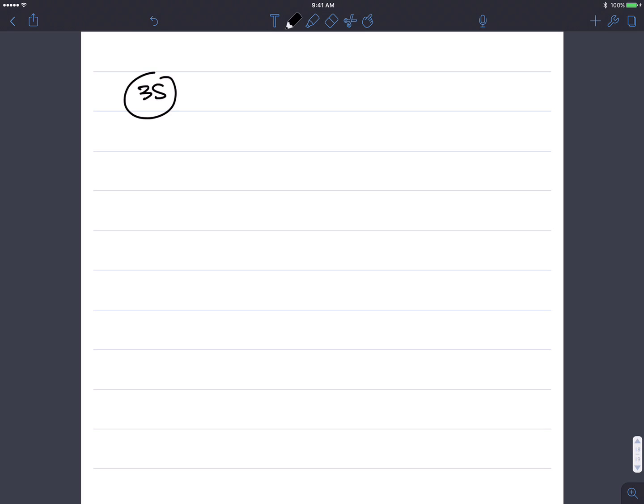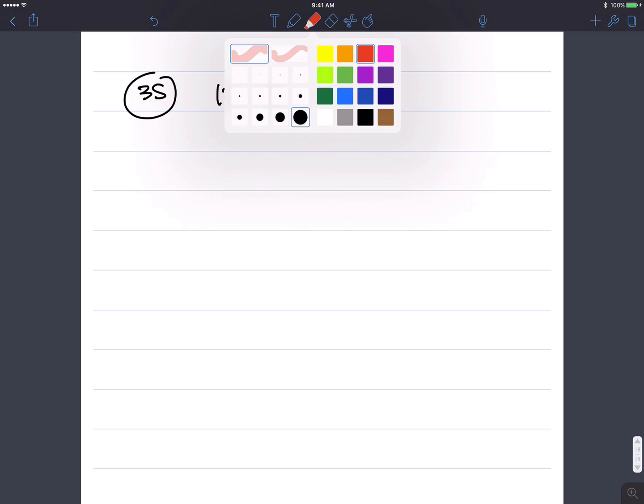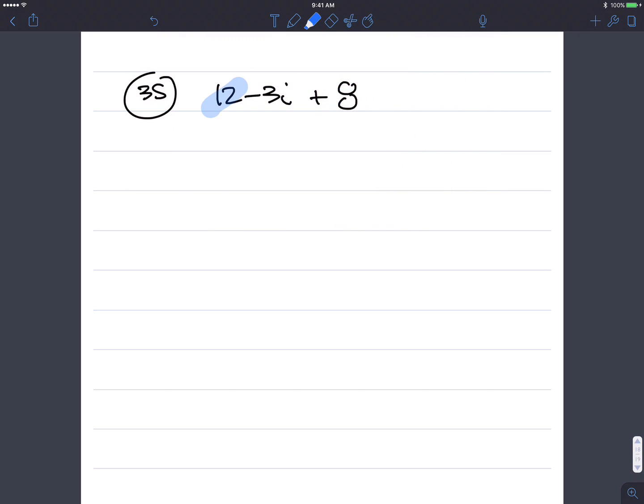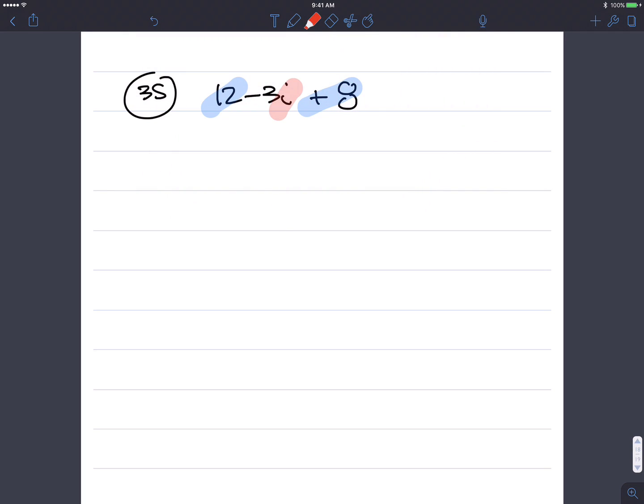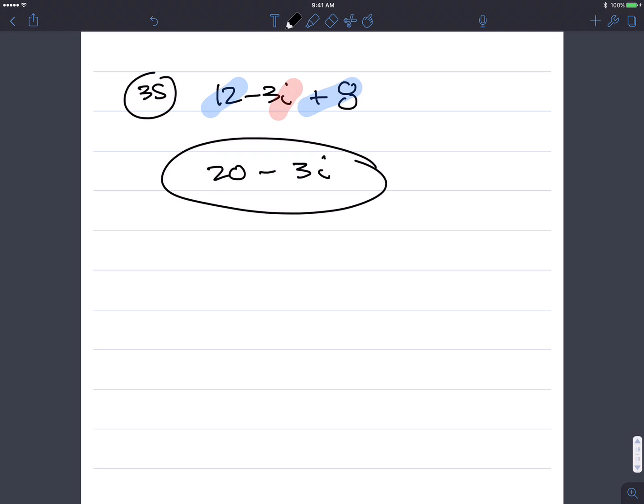35. 12 minus 3I plus 8. And the terms that are like here are the 12 and the 8. You have a 3I here. That's different. So we're only going to combine the 12 and the 8, and we end up with 20, because 12 plus 8 is 20. Don't forget to bring down the minus 3I, and you're done.